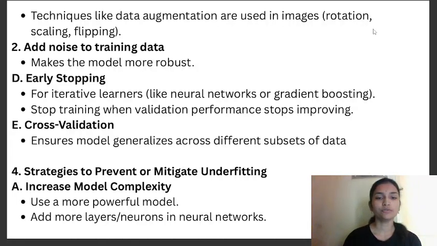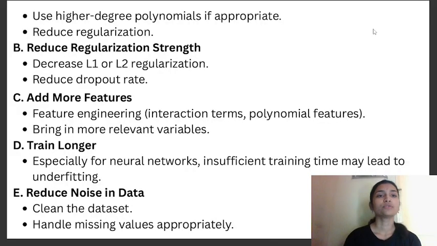Now strategies to prevent or mitigate underfitting. Increase model complexity. Use a more powerful model, add more layers and neurons in a neural network. Also use a high degree polynomial if appropriate. Reduce regularization: decrease L1 or L2 regularization, reduce dropout rate. Add more features, feature engineering, bring in more relevant variables.